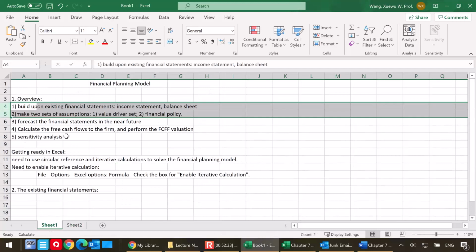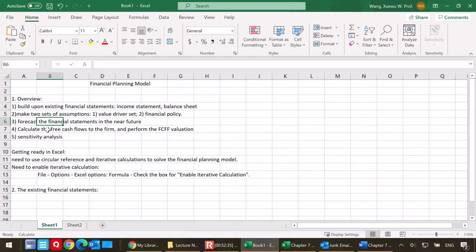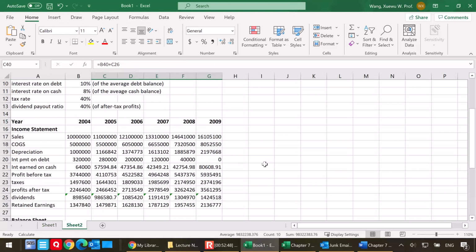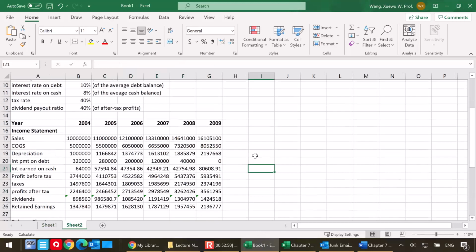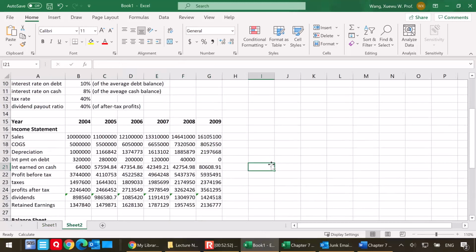Okay, going back to our map. We are done with step number 3. All right, we just forecasted the financial statements for the next 5 years in this example. All right, and I want to show you one thing before I continue further.